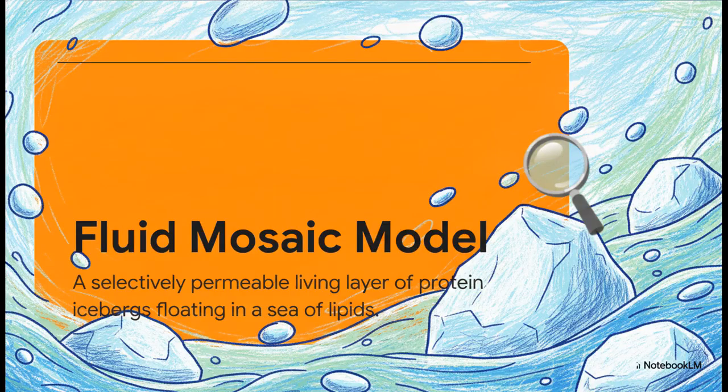To really wrap our heads around how this membrane behaves in real time, we use the fluid mosaic model. This was proposed by Singer and Nicholson back in 1972, and it totally shifted the paradigm. Instead of a rigid, static wall, they described the membrane as this thin, selectively permeable, living layer. Just picture massive membrane proteins acting like giant icebergs, right? Just constantly drifting and floating around within a vast, fluid sea of lipids. It's a pretty wild mental image, but it's incredibly accurate.